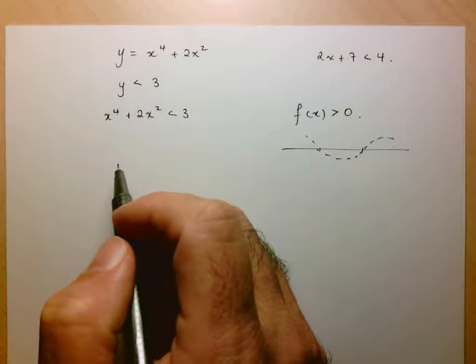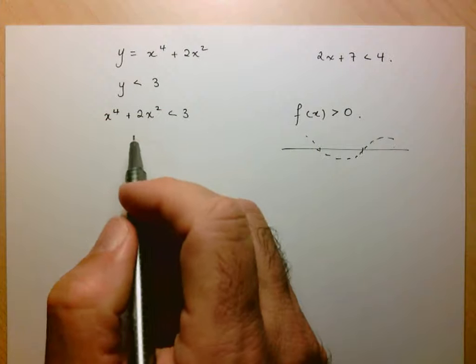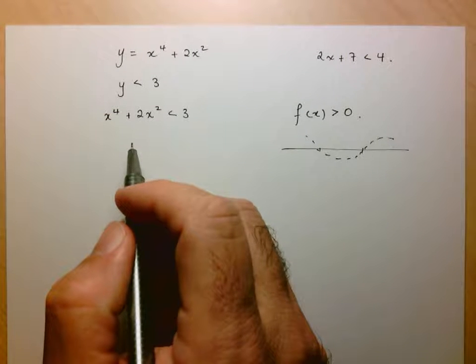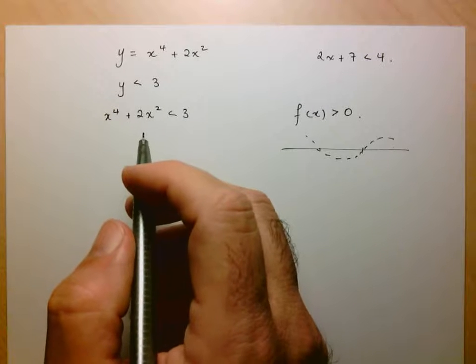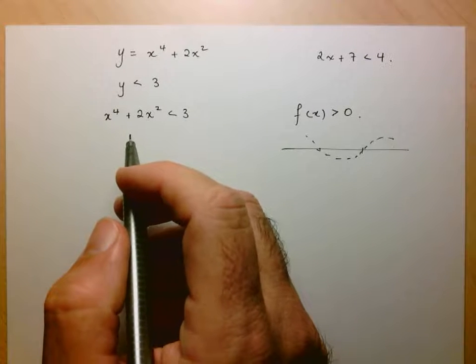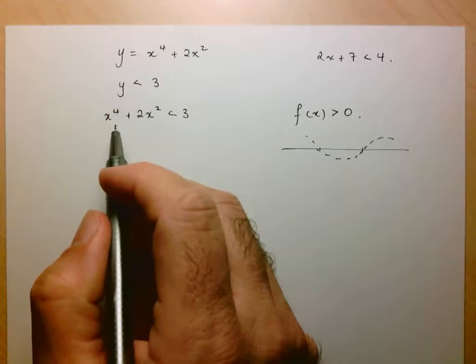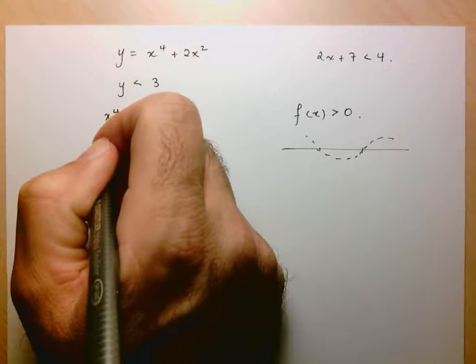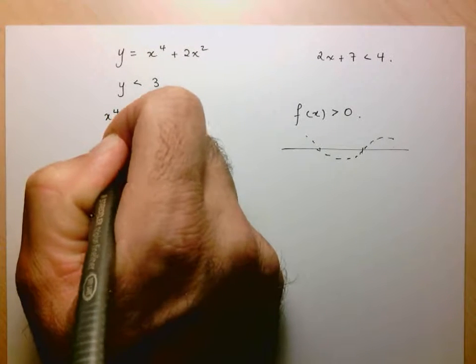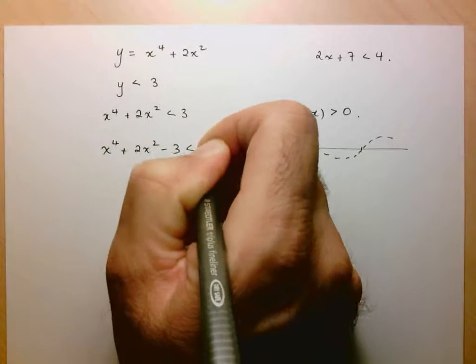As we saw in the last video, we can perform opposite operations on inequalities. So we can add or subtract a number to both sides. We can multiply or divide a number to both sides, just keeping in mind that if I multiply or divide by a negative number, I have to switch the inequality. But here, in order to achieve what I need to achieve, I'm just going to subtract 3 from both sides. So I'm left with this inequality here, x to the 4th plus 2x squared minus 3 less than 0.